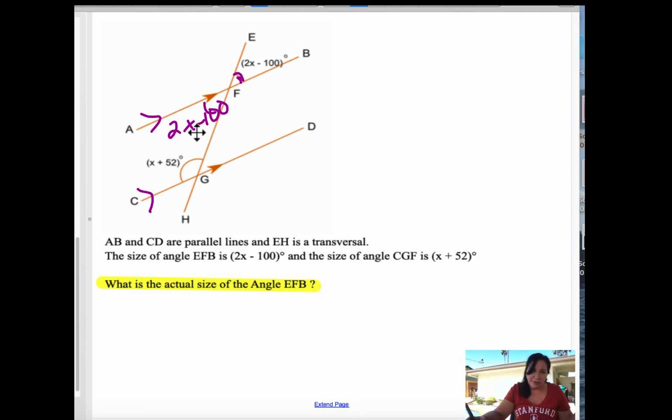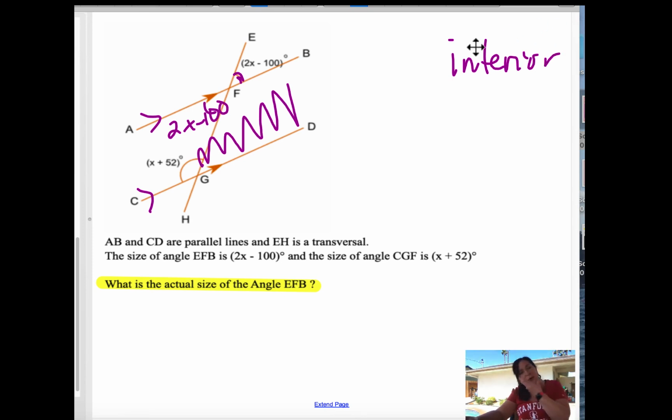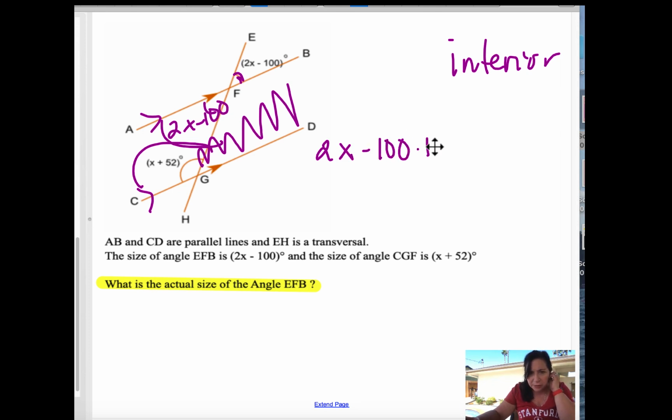Now, note to self, these are two angles on the inside of my parallel lines, right? So those are interior angles. Now, the only two interior angles that we actually know are alternate interior angles. Are these on alternate sides? No. So then if they're not alternate interior angles, then they're same side interior angles, which mean that they are supplementary, which means that 2x minus 100 plus x plus 52 is equal to 180.